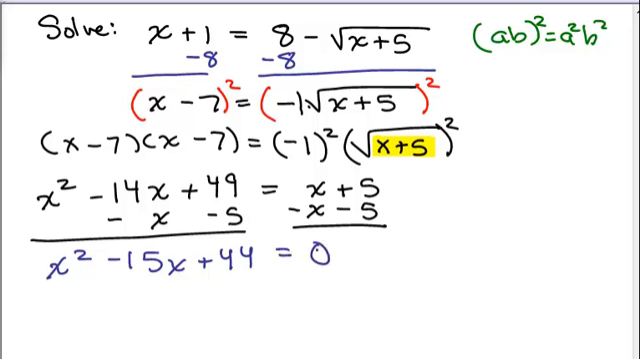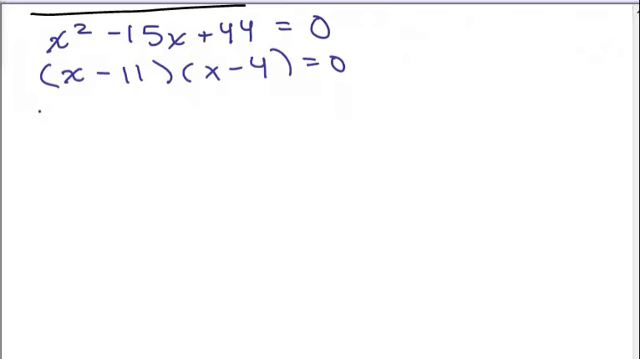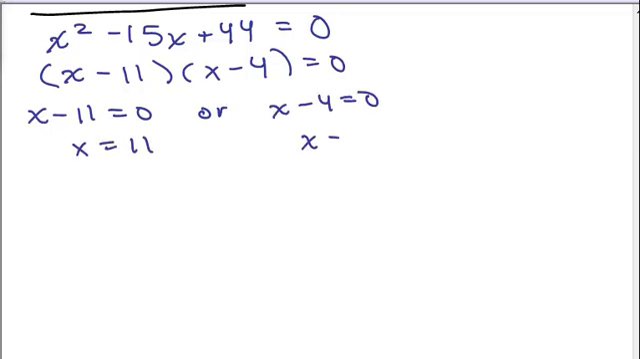You've set it equal to 0 and factor. This one's not too hard to factor. 4 and 11 is going to work. x minus 11 and x minus 4 equals 0. And then you set each factor equal to 0, right? So x minus 11 equals 0, or x minus 4 equals 0. So x equals 11, or x equals 4.